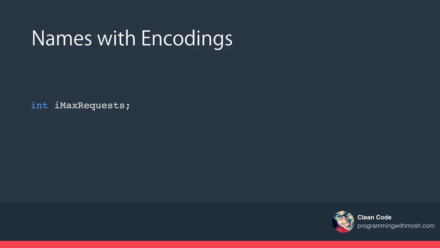But these days, Hungarian notation is not applicable anymore. We have really good IDEs. In Visual Studio, if you want to see the data type of a variable, you can just hover your mouse over it and you will see. There is no need to pollute your identifiers with their data type. So in this example, we can just call this max requests.